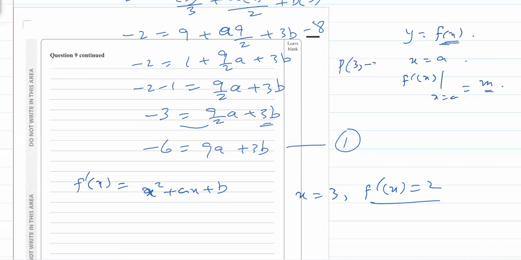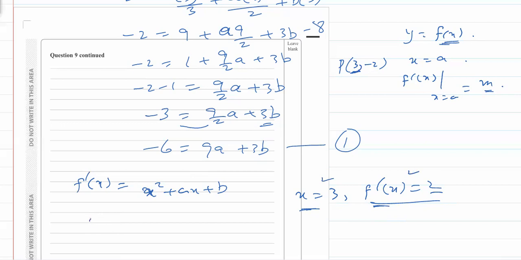Point P is (3, -2). So of course we will take the value of x. At x is equal to 3, the gradient is given. Gradient means the derivative will be 2 when you put x is equal to 3. So use these two values here, please. Put x is equal to 3 and f dash x equals 2 in this one.